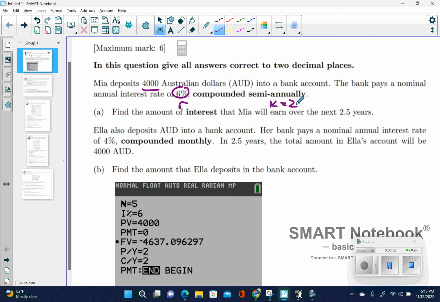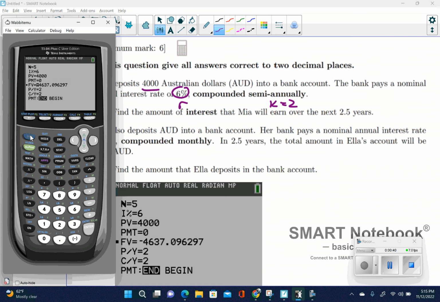All right. So when you are doing this there's two ways to do this. One using the formula. The second way is using TVM solver. So let me just go ahead and show you how to do that. So how did I get here? So you hit apps. Option number 1 is finance. Option number 1 is TVM solver, and this is where you put in your information.